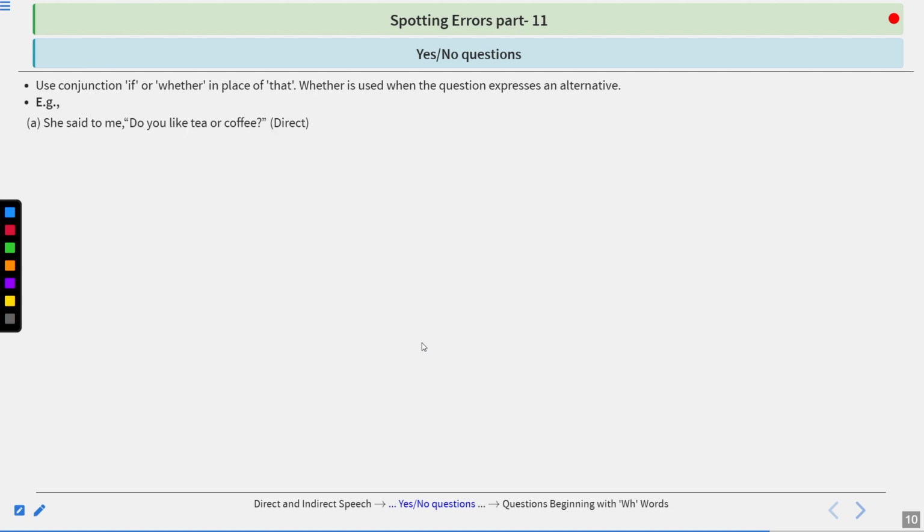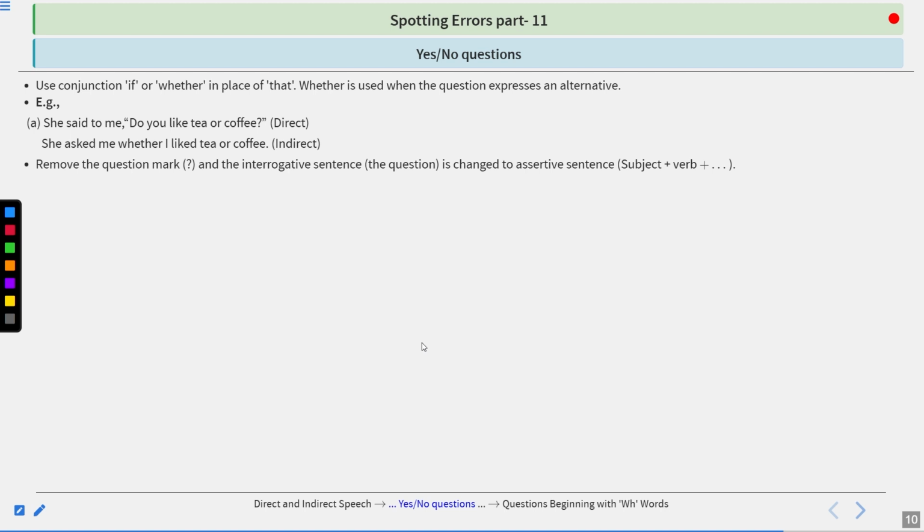Example, she said to me, do you like tea or coffee? So this is a question in direct speech. You have to form an indirect speech by writing, she asked me whether I like tea or coffee. So we have used whether here instead of that.